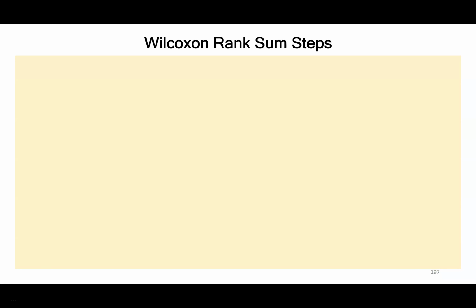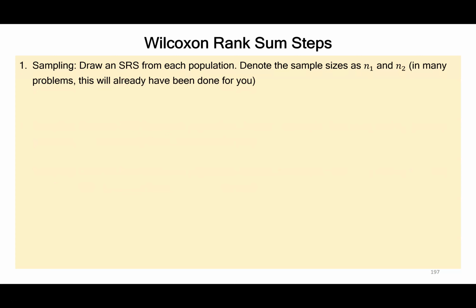So the steps here for the Wilcoxon rank sum test. Absolutely, no matter what kind of test we're doing, we're going to want to have a random sample. So here it says simple random sample. It can be other types of random sample as well. It doesn't have to exclusively be a simple random sample, but either way, we want a random sample. We want to know that the sample that we took represents the population that we're trying to make a statement about.